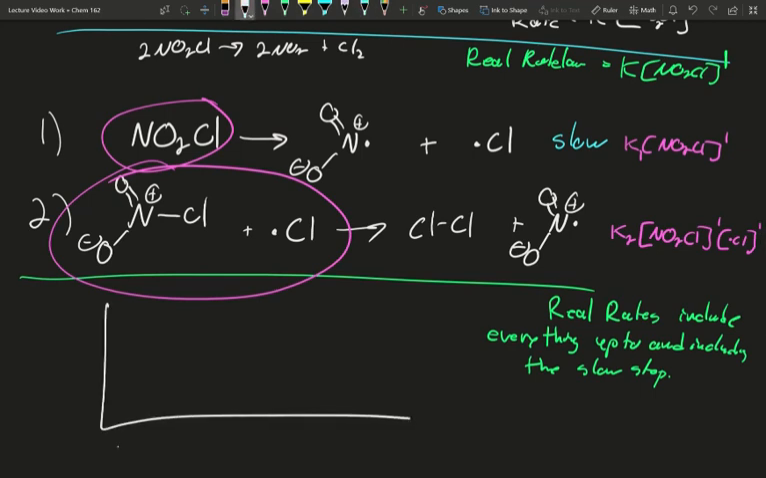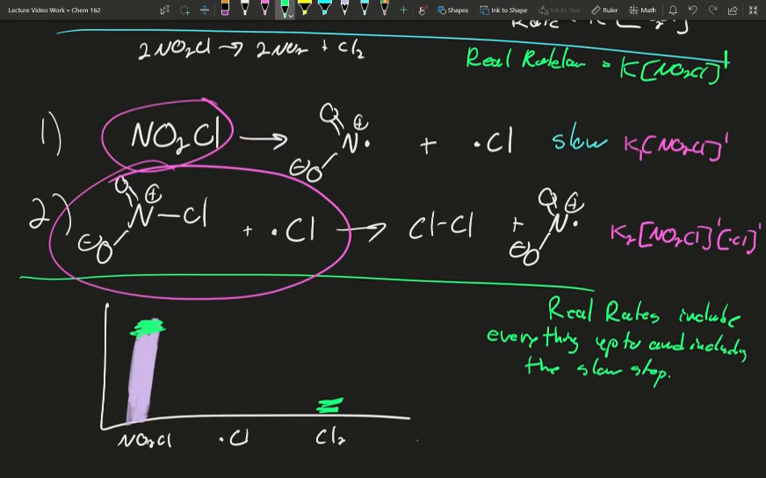I can have a graph. I have a lot of starting NO2Cls. I can make some Cl dot. I can make some Cl2. And we'll start with a whole bunch of starting material. After a little bit of time, some of it reacts and we make a little Cl dot. And we wait. It's a little bit of time, but in the meantime, if the next step is faster, boom, that Cl dot becomes Cl2. And then we wait for a little while, and some more starting material reacts, which makes a little bit more Cl dot, but then right away, boom, that moves over to Cl2.